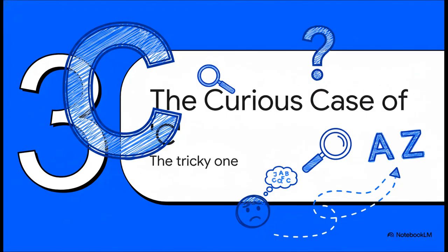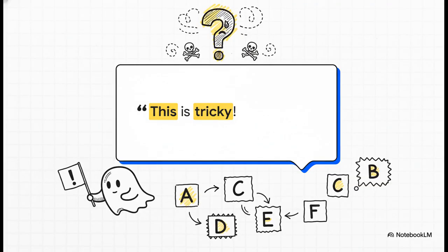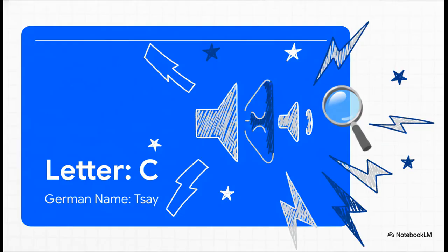Okay, we've handled the friendly consonants, and we've nailed the vowel swap. Now for the last letter in our little group, which is, well, it's a bit of a special case. Let's dive into the curious case of the letter C. And hey, it's not just me saying it. The source material we're looking at literally flags this one with a warning. This is tricky. But don't you worry, it's not nearly as scary as it sounds, mainly because, honestly, it's not that common.